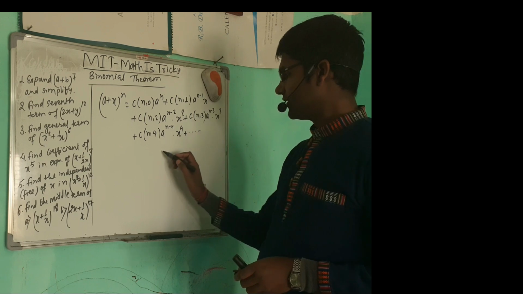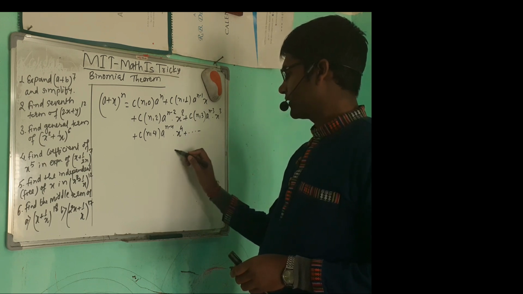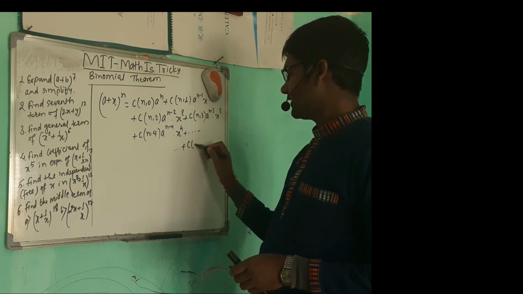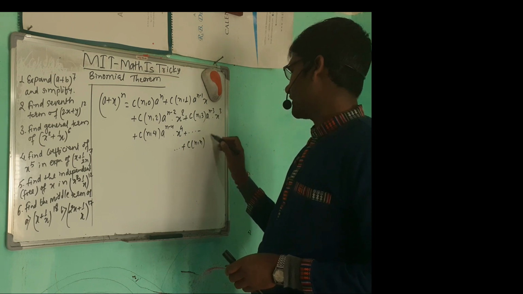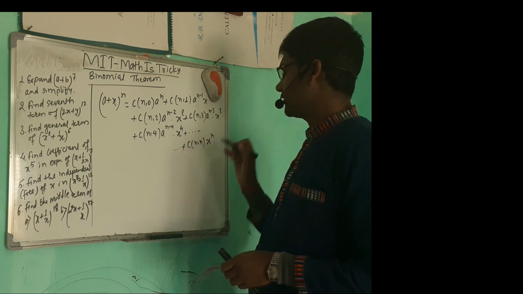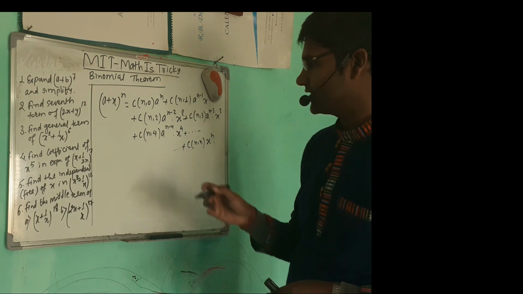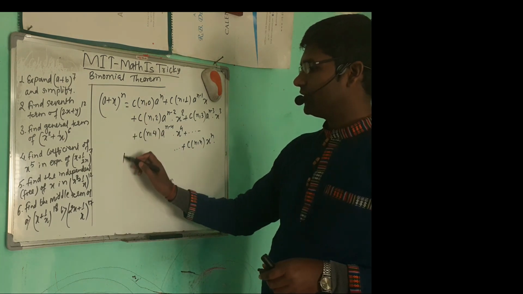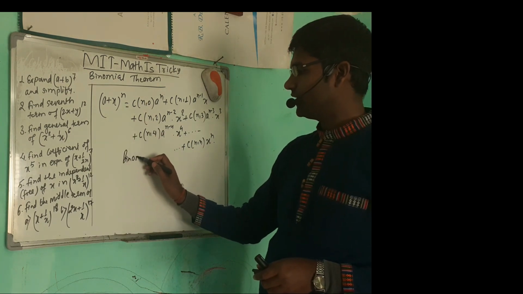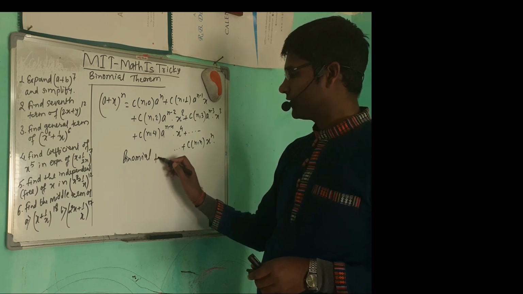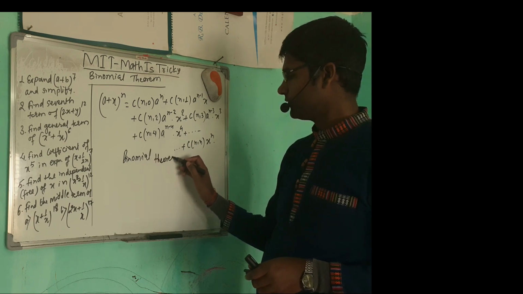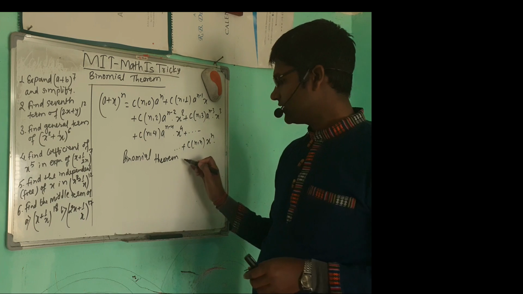At last, C(n,n) x^n. This will be our answer, as we discussed before. So this is called the binomial theorem. And there is an easy way of writing it.